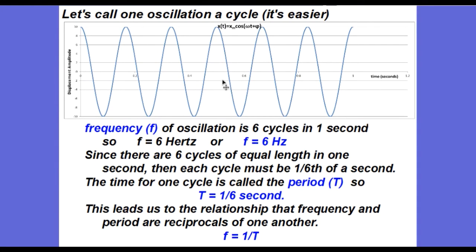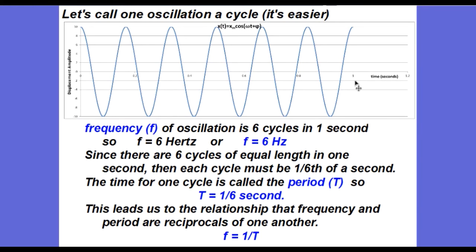So within this 1 second, I have repeating motion. I have an oscillation that repeats over and over and over again. That's what makes it harmonic. So we see here, it starts here and there's 1 cycle, then it begins to repeat, 2 cycles, and it repeats 3, 4, 5, 6 cycles.